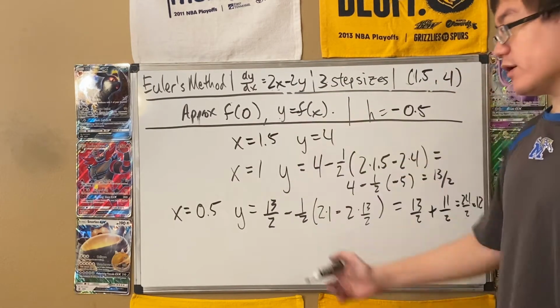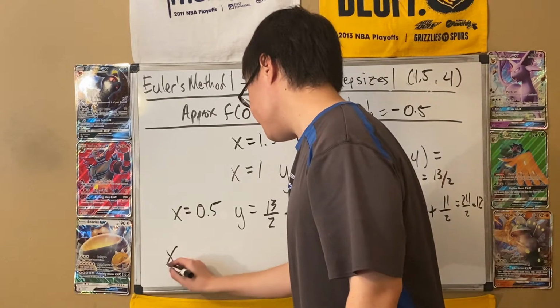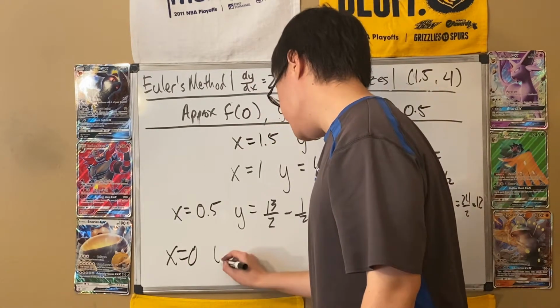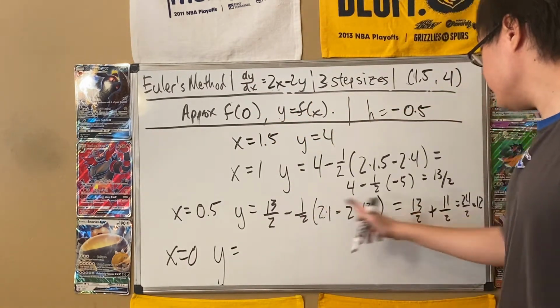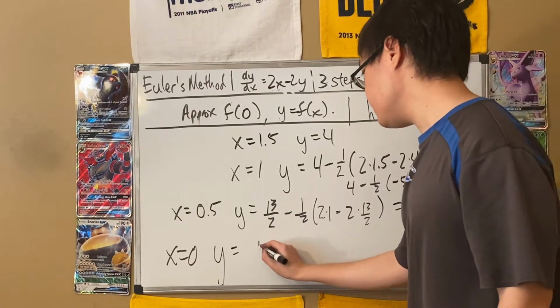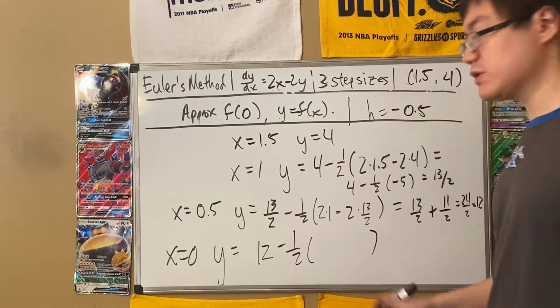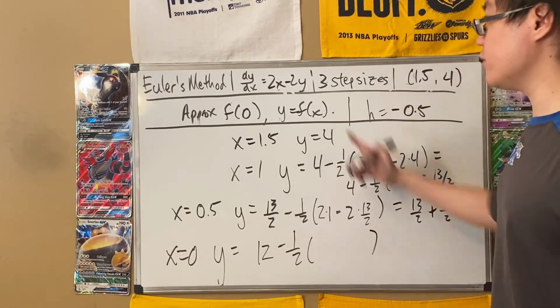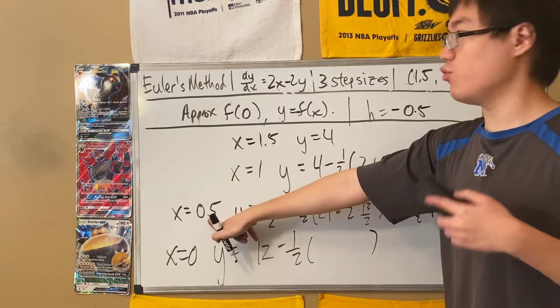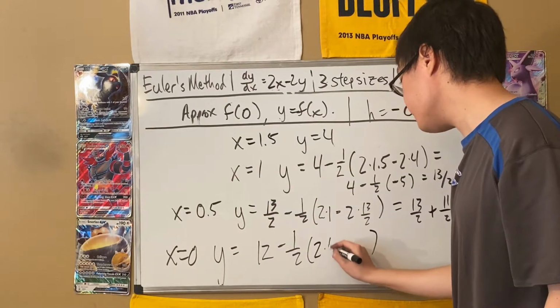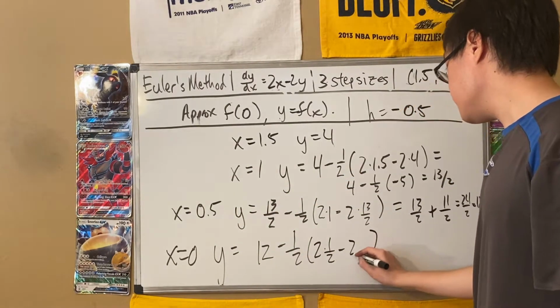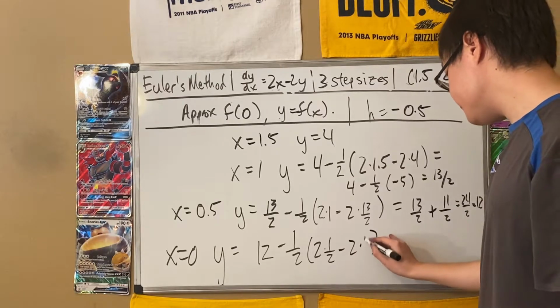Unfortunately, we have to do it one more time, so it's going to be x is equal to 0. But it's still the same formula. It's the previous y, which in this case was just the nice number of 12. Then we write minus 1/2. And then what we're going to do is plug in the old x and the old y into our slope. What's the old x? Well, it's 1/2. So it's going to be 2 times 1/2. What's the old y? That's 12.